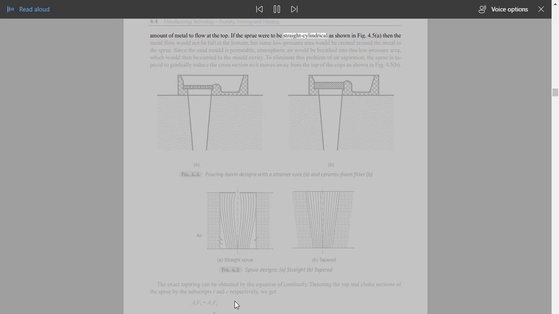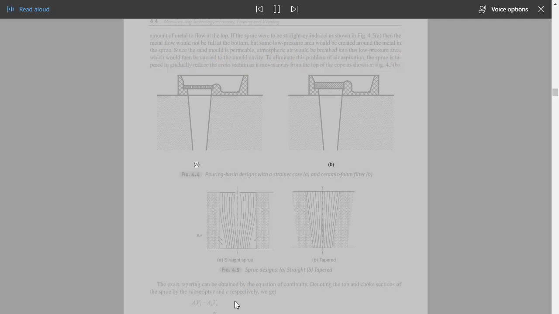If the sprue were to be straight cylindrical as shown in Fig. 4.5a, then the metal flow would not be full at the bottom, but some low-pressure area would be created around the metal in the sprue. Since the sand mold is permeable, atmospheric air would be breathed into this low-pressure area, which would then be carried to the mold cavity. To eliminate this problem of air aspiration, the sprue is tapered to gradually reduce the cross-section as it moves away from the top of the cope, as shown in Fig. 4.5b.